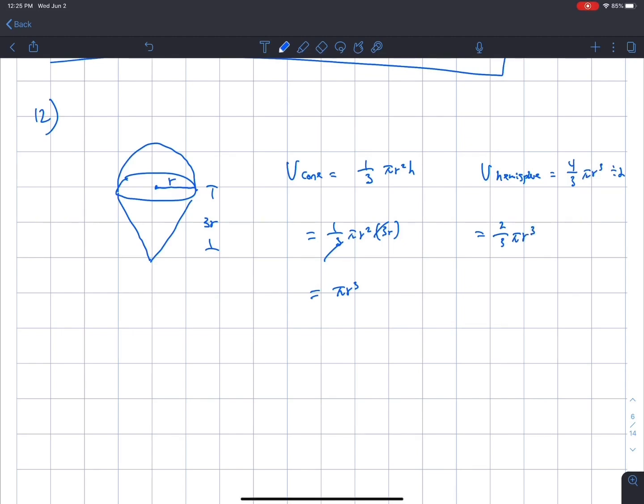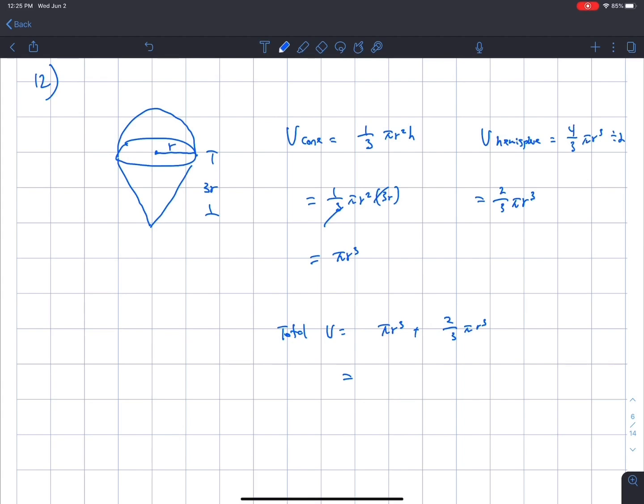So now we can add it up, right? The total volume is pi r to the power 3 plus 2/3 pi r to the power 3. So if you add the coefficients, it's the same as 1 plus 2/3. Because this is 1 pi r to the power 3, this is 2/3 pi r to the power 3. So if you just add the coefficients, you should get 5/3 pi r to the power 3. That's just 1 plus 2/3 to get 5/3. And we were told that this total volume is 45 pi.